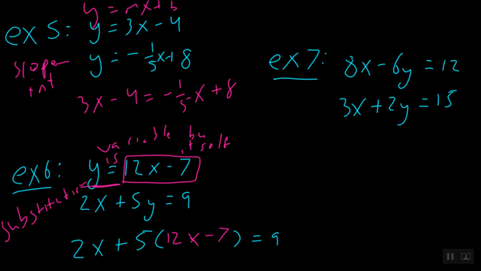Okay? Alright, let's go ahead and move on to example 7. Well, how do we start off something like this? Notice they're both in standard form, ax plus by equals c. So I know I want to use elimination. And we ask ourselves, can 8 or 3 be multiplied into a number that will get rid of each other? Not really. But what about negative 6 or 2?